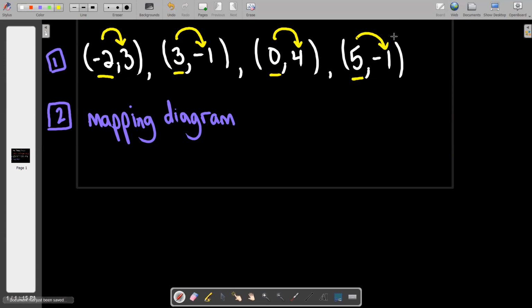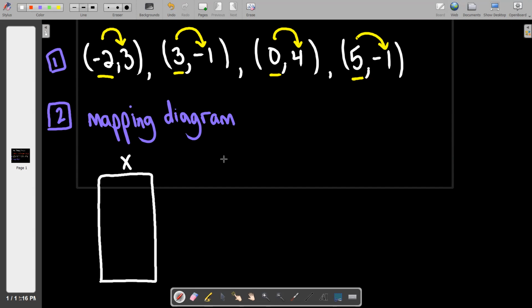So here's what a mapping diagram will accomplish. I'll show you, this will take a second. We kind of have to set this up. But what I want you to do is make an X with a long, tall box underneath it, like this. And then I also want you to make a Y with a long, tall box underneath it as well.